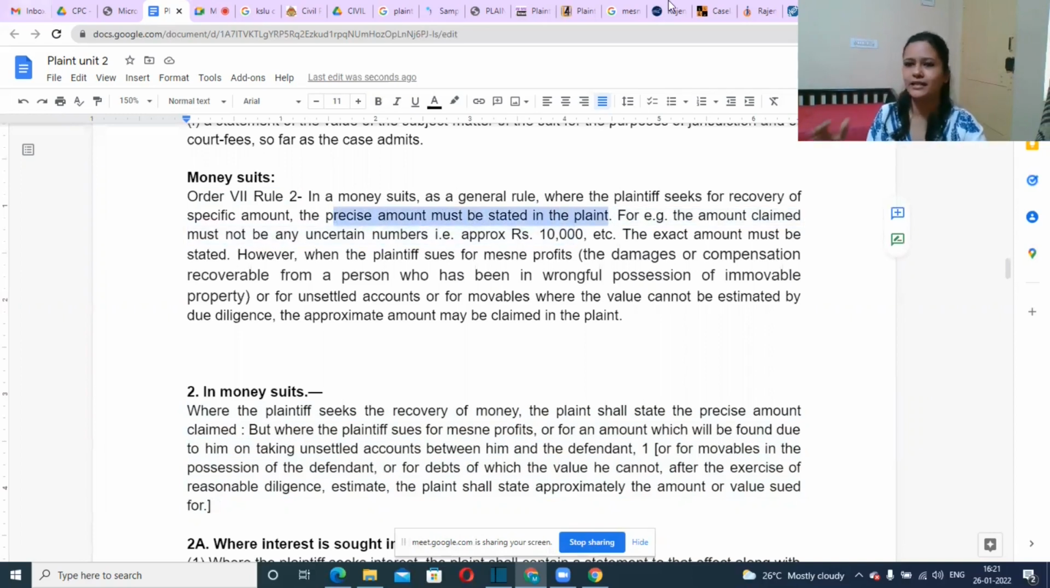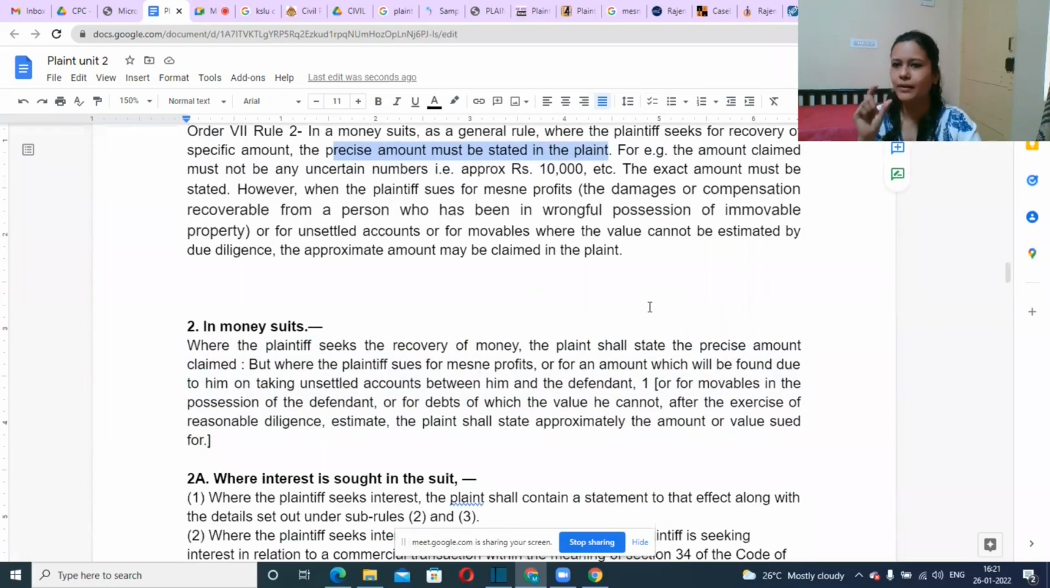It should not be that I had given some amount of money and now I want return of it. That amount has to be properly specified in the plaint as well. For example, the amount has to be certain, like 10,000 rupees, 90,000 rupees, whatever. But in every single case, it might not be possible to specify the exact amount. It may be something like unsettled accounts or movables where the value cannot be ascertained with due diligence. Here an approximate amount I can also mention.